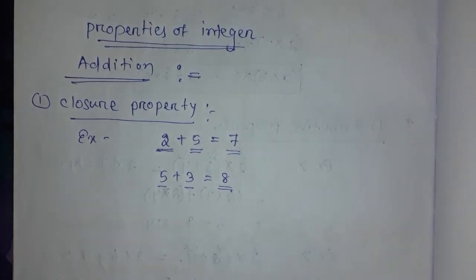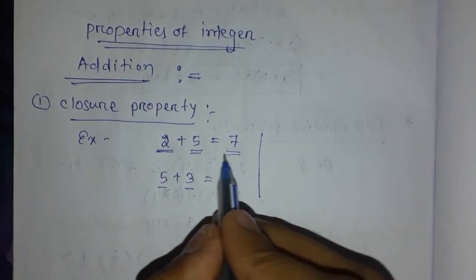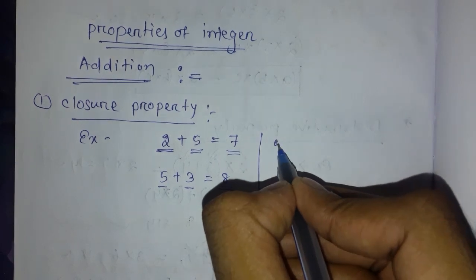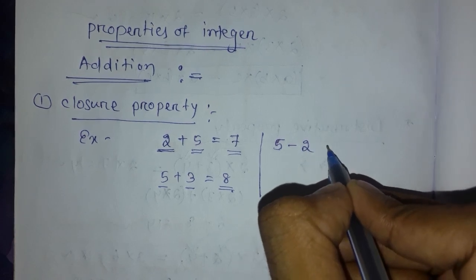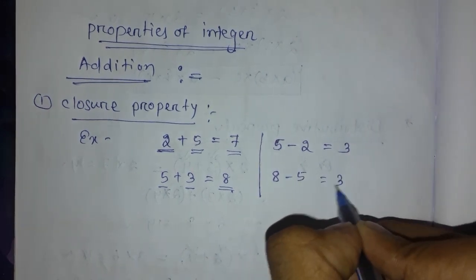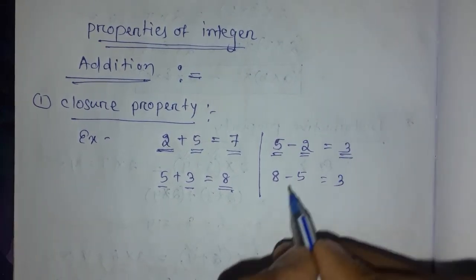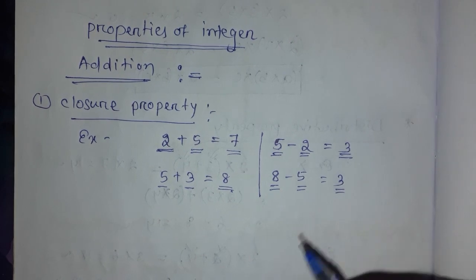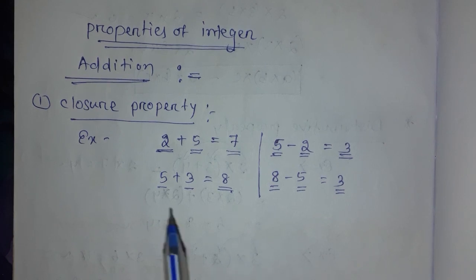And this is the closure property. Here I took addition. If I subtract 2 from 5, I will get 3. If I subtract 5 from 8, I will get 3. So here this is an integer, this is an integer, this is also an integer. From here we got, in the closure law, if we add or subtract any two integers, we will get an integer only.